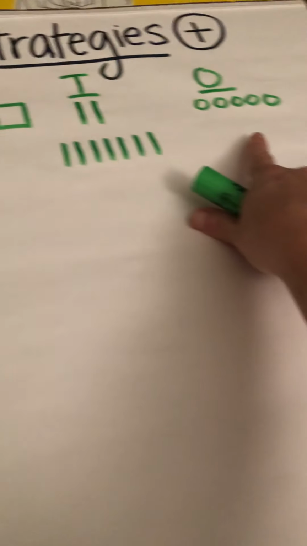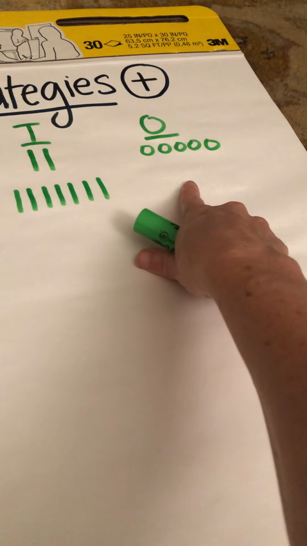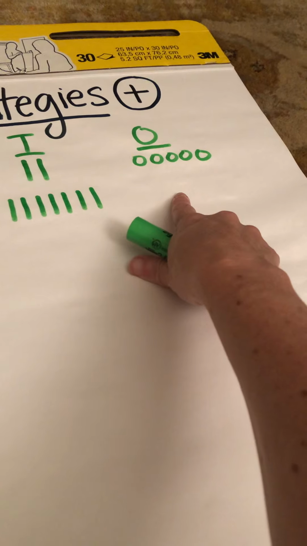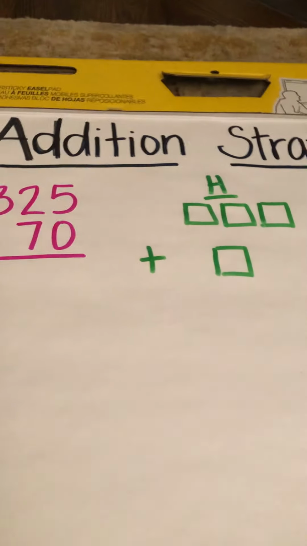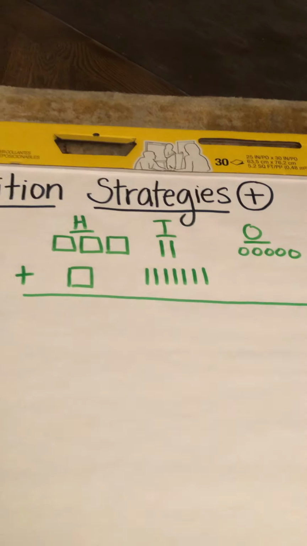So what does that mean I need to put here if I have nothing? If I have 0 ones, then I don't need to draw any circles to represent ones. I don't have any. So I'm just going to leave that blank. So the last thing I do to make my model look just like my equation is I'm going to draw my equal sign. And now I'm going to start adding.